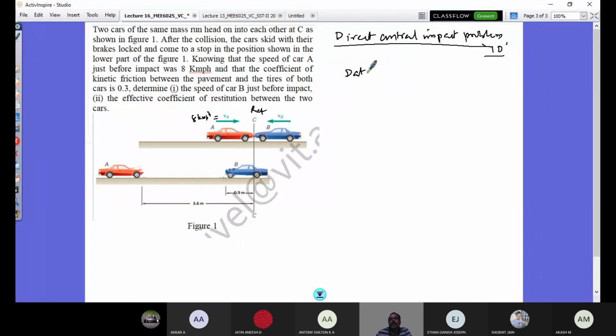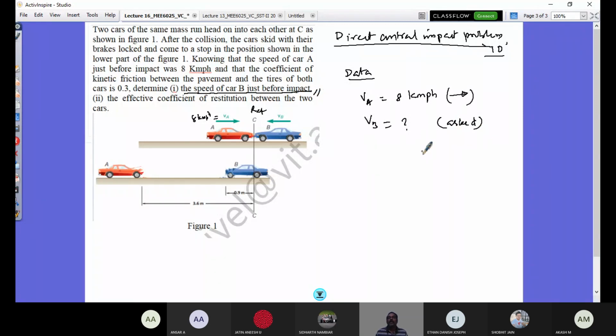So given data is what? So these two vehicles collide. In that, you are given VA is 8 kilometers per hour to the right. And VB is unknown. That's what is asked. What is the velocity, the speed of car B just before impact? So this is asked. And also what is asked, what is the effective coefficient of restitution between the two vehicles? So between A and B, this is also asked. So these are the two questions that we need to answer.